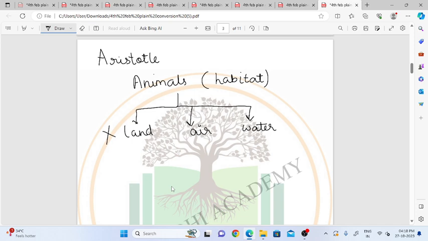So further, other people came and tried to classify based on appearance, color, shapes, sizes, everything. And then a final classification was put forth. That also we are going to see.